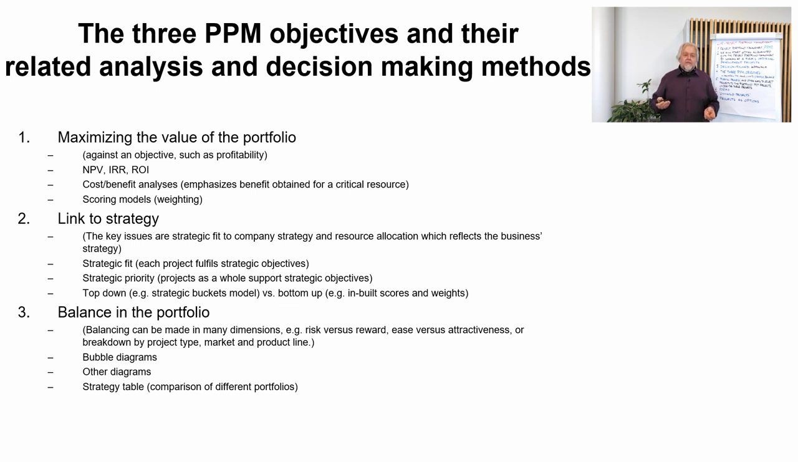Okay, then there are still these bullets about cost-benefit analysis and scoring models. Scoring models refer to scores that we can put on projects for certain criteria, for example, scoring a certain characteristic of a project from 1 to 5 points or so. Okay, then the second objective is link to strategy. And we refer here in the second bullet to strategic fit. That refers to how a single project fulfills the strategic objectives.